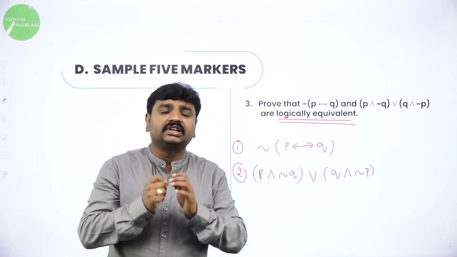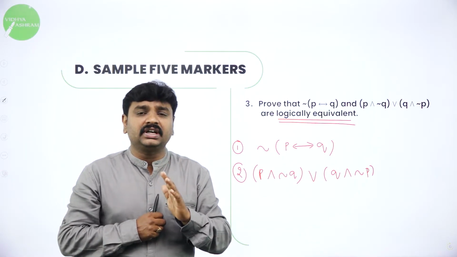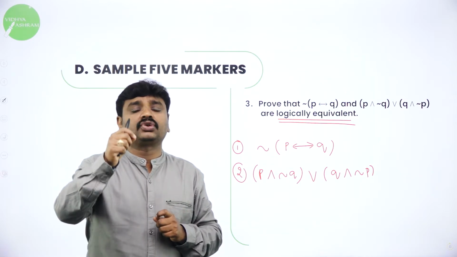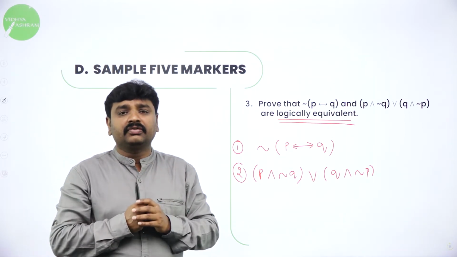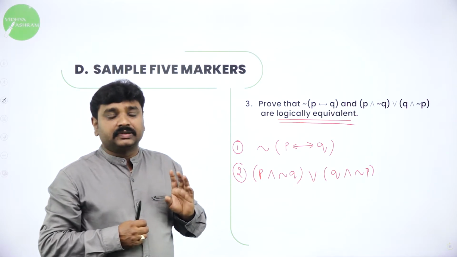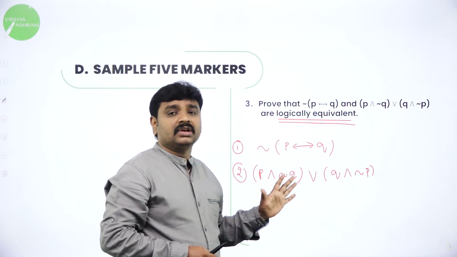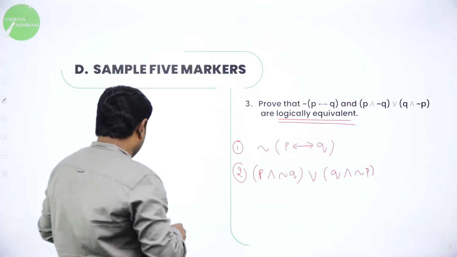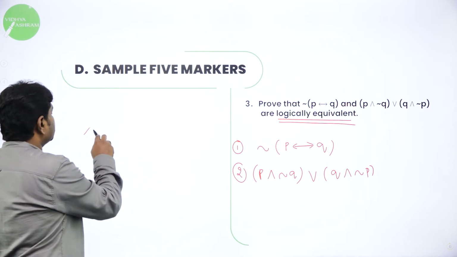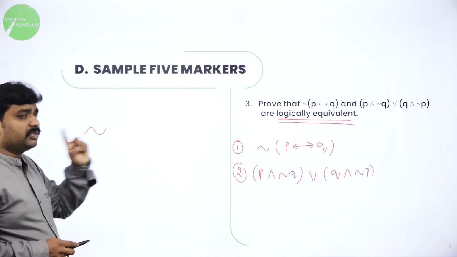What is meant by logically equivalent? Two compound propositions are said to be logically equivalent if they have the same set of truth values. They should have the same set of truth values for the combination of truth values of components. So for this and for this, truth values should be the same when you combine the components' truth values. Now all of you know this symbol. What is this symbol? Negation. Negation means if the question is true, answer will be false.